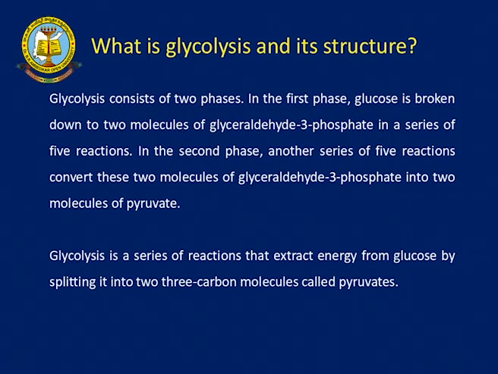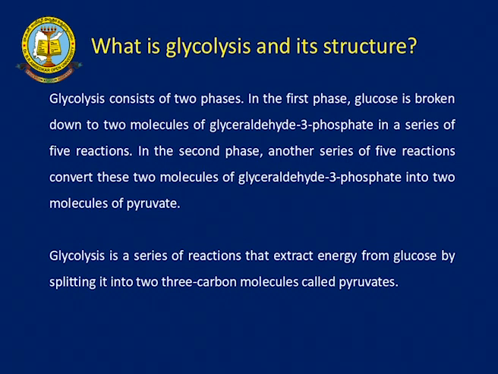Glycolysis is a very important metabolism in the body, in every cell also. Glycolysis consists of two phases. In the first phase, glucose is broken down into two molecules of glyceraldehyde 3 phosphate through a series of 5 reactions. In the second phase, another 5 reactions convert these two glyceraldehyde 3 phosphate molecules, and the final product is pyruvate.